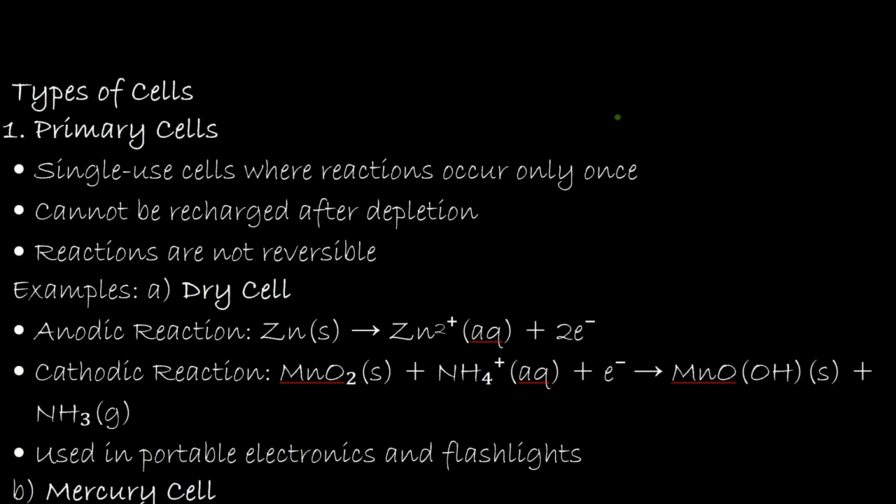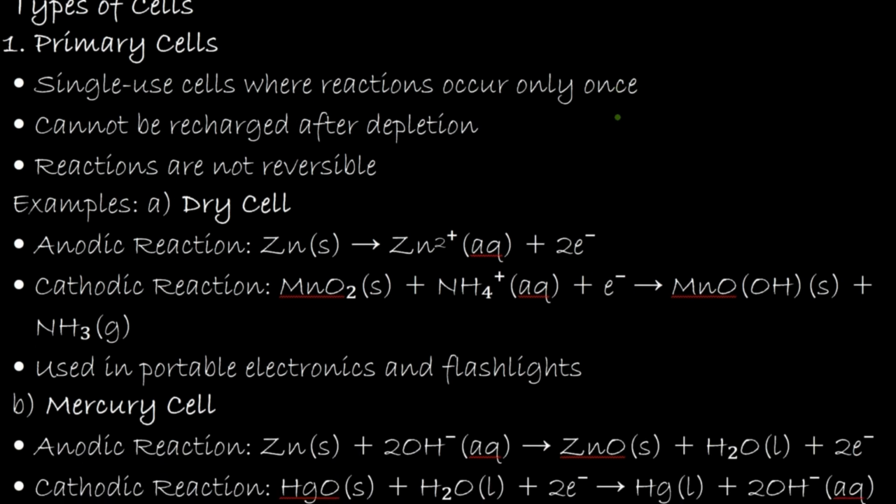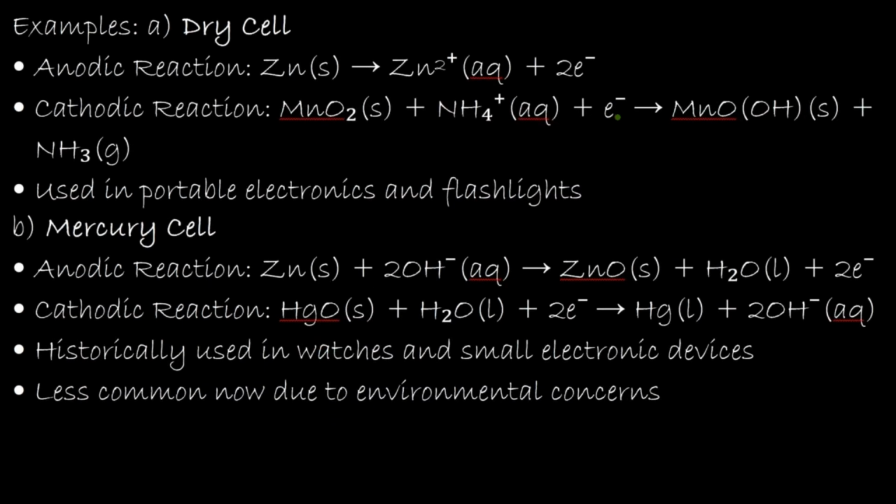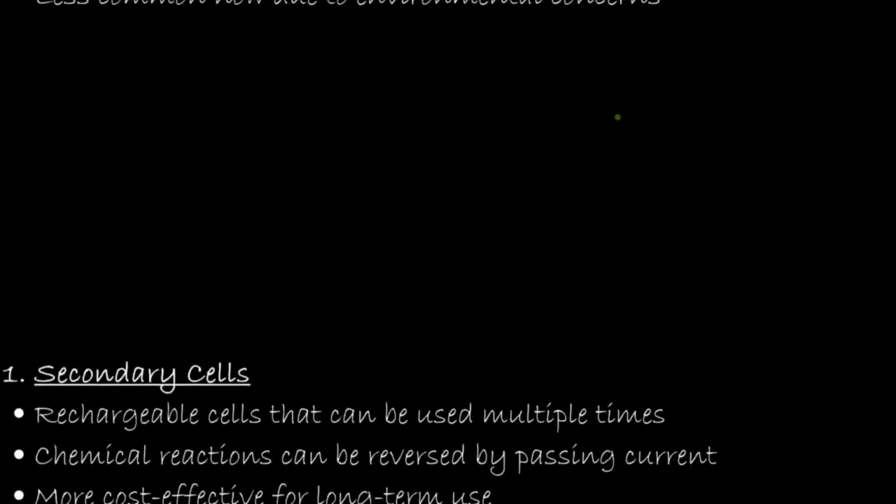In the types of cells, we have the primary cell, that is the dry cell, where the anodic and cathodic reactions are given. It is used in portable electronics and flashlights. Mercury cell, anodic and cathodic reactions, which is used in watches and small electronic devices, which we are not using now.